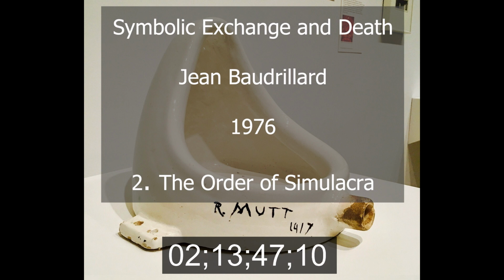4. The medium is the message is even the formula of the political economy of the sign when it leads on to third-order simulation. A distinction of the medium from the message remains characteristic of second-order signification. 5. The whole contemporary psychological situation is characterized by this short circuit.